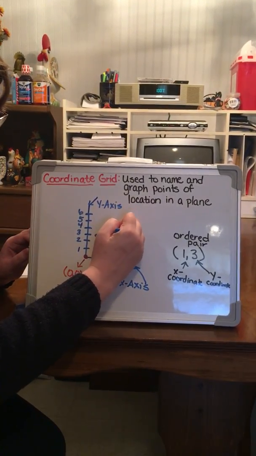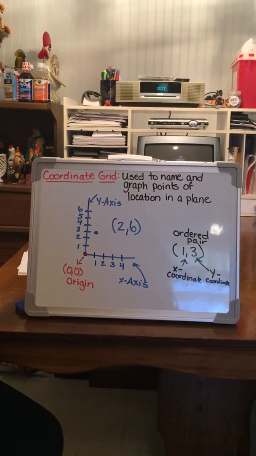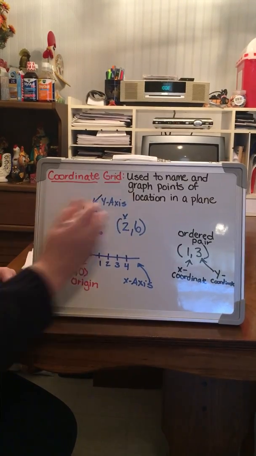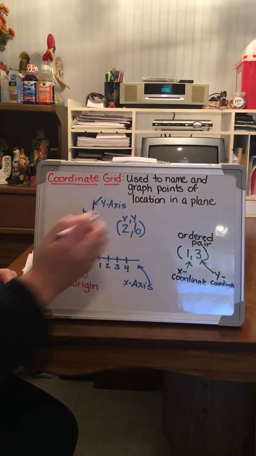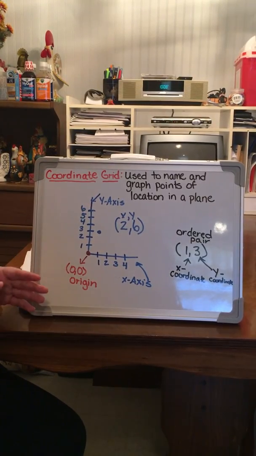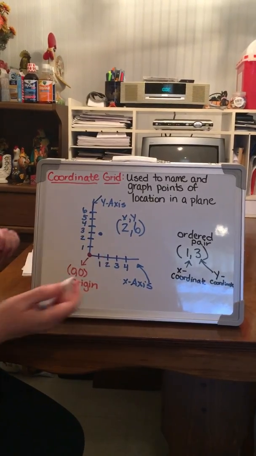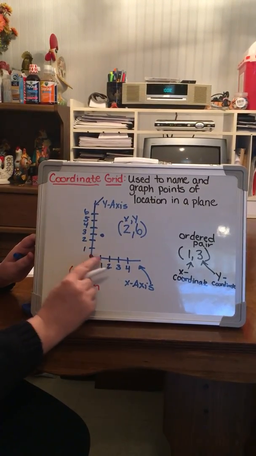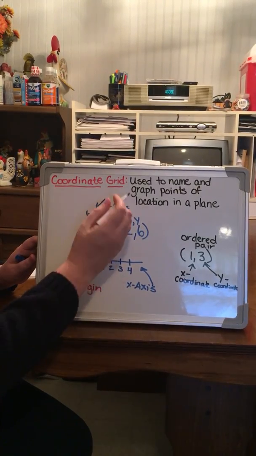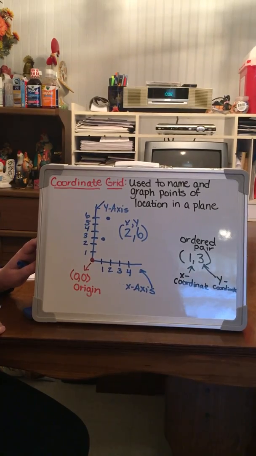Okay, let's do another one just to make sure you understand. What if I wanted to graph 2, 6? Well, if I wanted to graph 2, 6, that's the ordered pair. Remember, the X always comes before the Y. Don't forget that, because if you flip them up and you switch them, you're going to get all of them wrong. Okay, so in this case, I want to go 2 over. Start at the origin, go 1, 2 over, and then I want to go 6 up. So that is the point 2, 6.